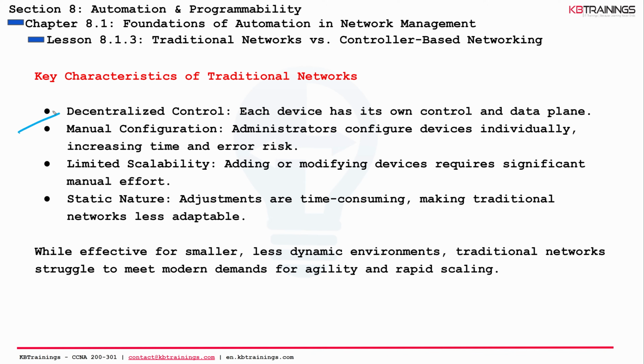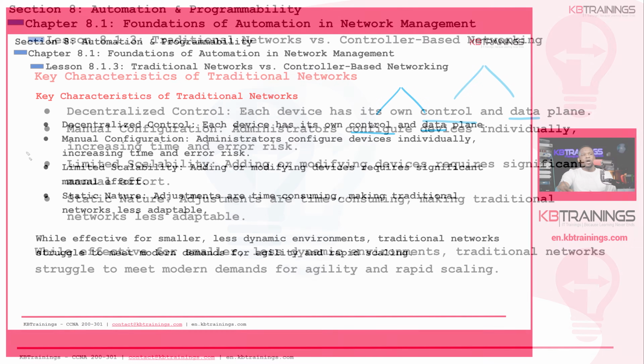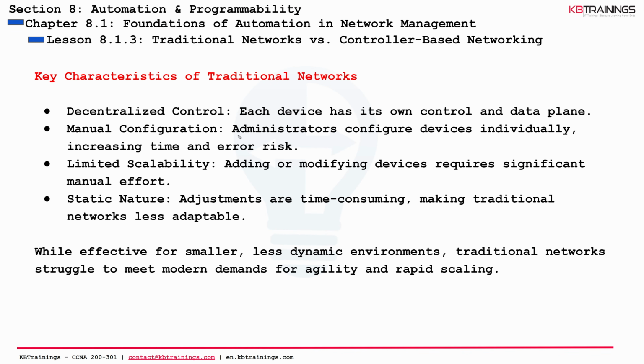First of all, the control is decentralized. There is no central control. Each device has its own control plane and data plane. So each device is able to process its own data. It doesn't get any order from anywhere besides the configuration it received. And in the next chapter, we're going to cover control plane and data plane in a little more detail. So here we have a lot of manual configuration. The administrator is going to configure everything manually.